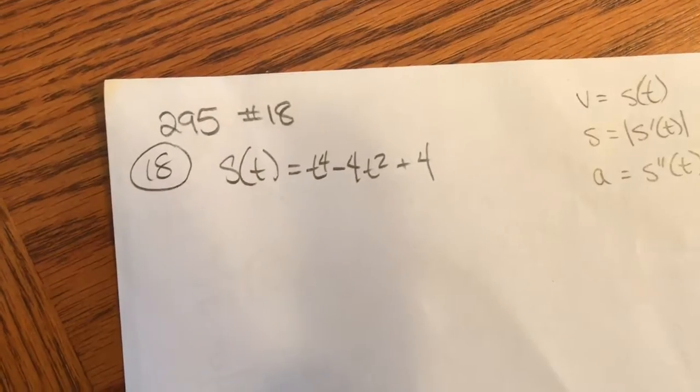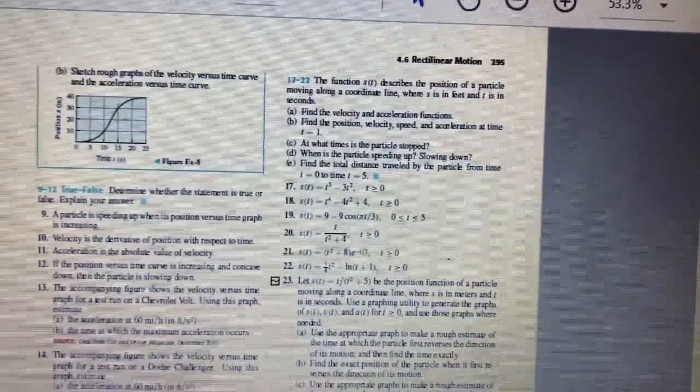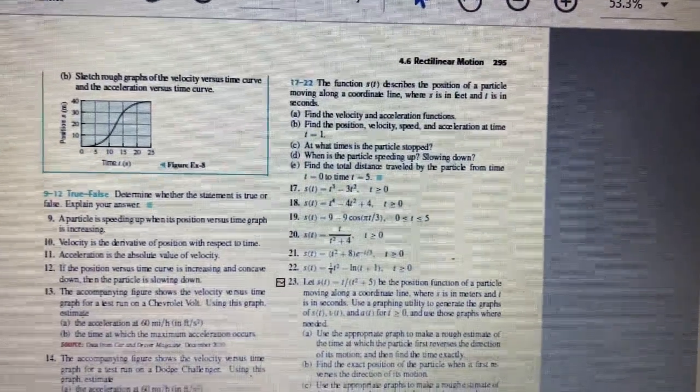Perfect. All right, problem 18 on page 295. This is how we ended class, I believe.